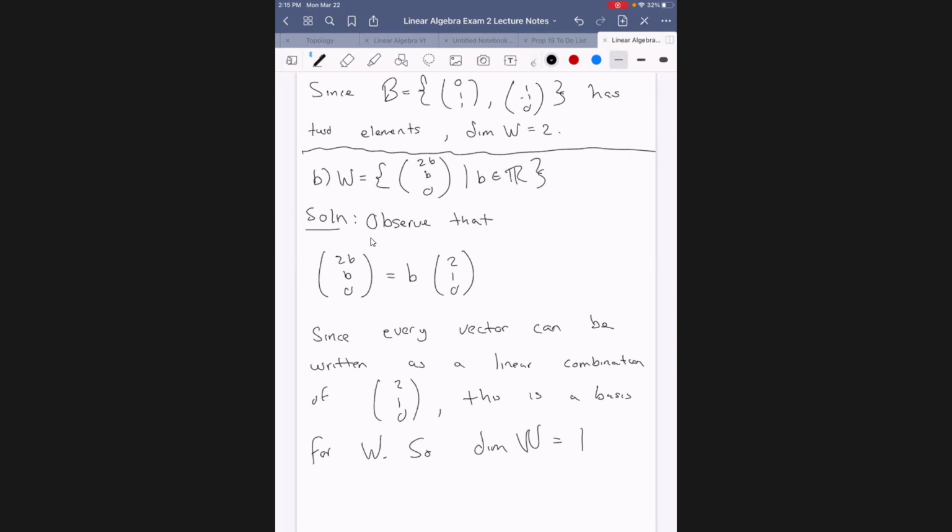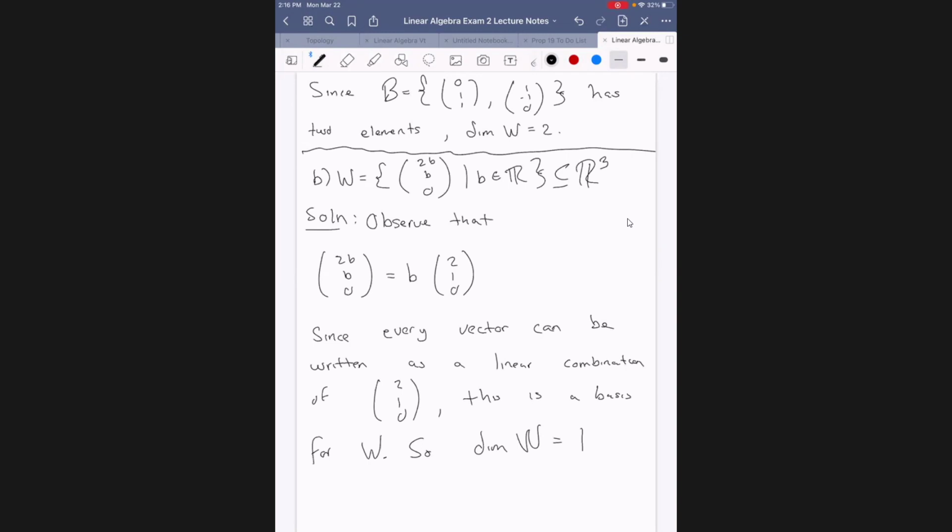So see how in this one, even though this vector has 3 components, I mean, it's part of R3, it's a subset of R3, it doesn't mean it's going to be 3-dimensional. It's 1-dimensional. The other one as well, that one was 2 dimensions.